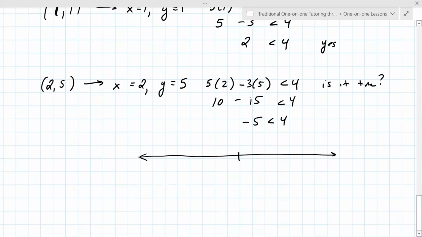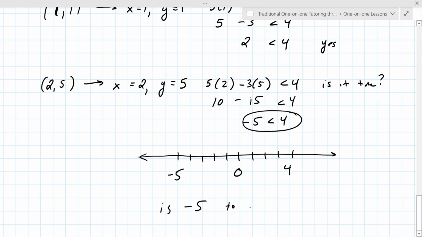Okay. Now here's 0. And then 1, 2, 3, 4. Here's 4. 1, 2, 3, 4, 5. Here's -5. So another way to read this inequality is, is -5 to the left of 4? Yes, so this is true.